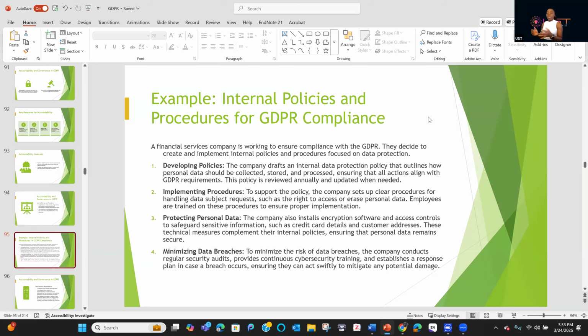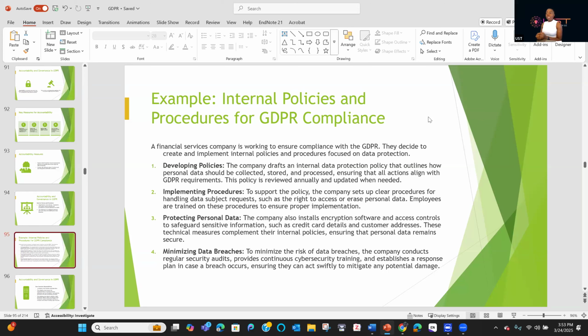Then the next part has to do with protecting personal data. The company also installs encryption software and access controls to safeguard sensitive information. These are all control measures, right? Because remember, we said that your policies are dependent on your security controls. You use your controls to be able to develop your security policy. So definitely, you putting that in place is to, again, protect sensitive information, such as credit card details and customer addresses, right? These technical measures complement their internal policy, ensuring that data remains secure.